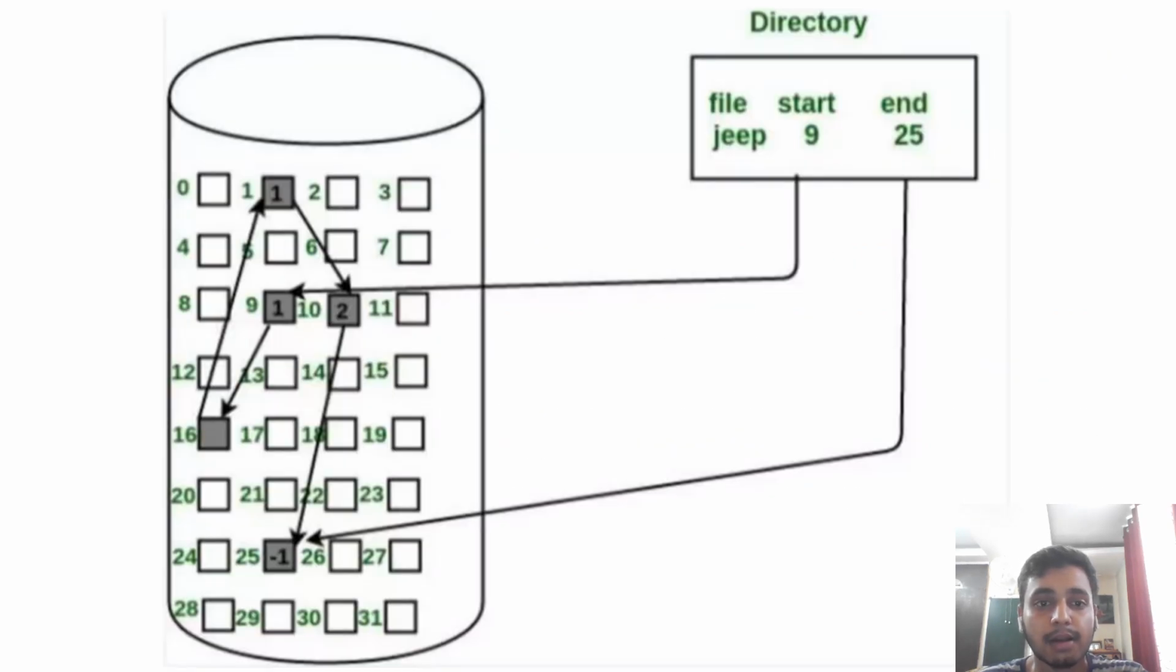In this example of linked list allocation, we see a file named jeep that starts from block 9. So block 9 will contain the pointer to 16, and 16 will contain the pointer to 1, and this will go on until we reach the end, that is 25.